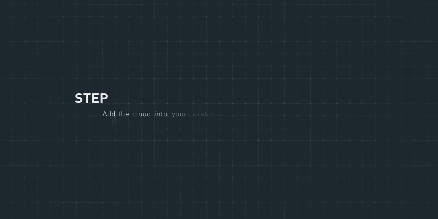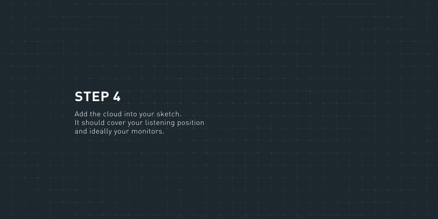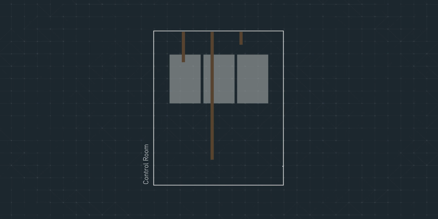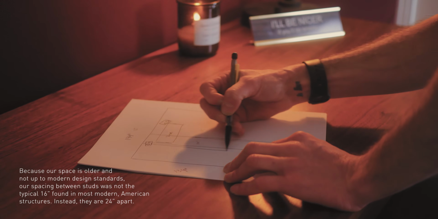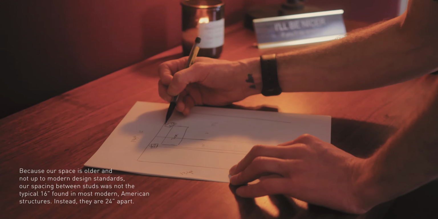So I'm gonna take those measurements that we got from the stud locations and just draw them into our sketch really roughly, so that I can see where the studs are in the room and where those are going to intersect, both with the listening position that we already have in here, and then as we draw in the cloud, we'll be able to see where this all kind of comes together.